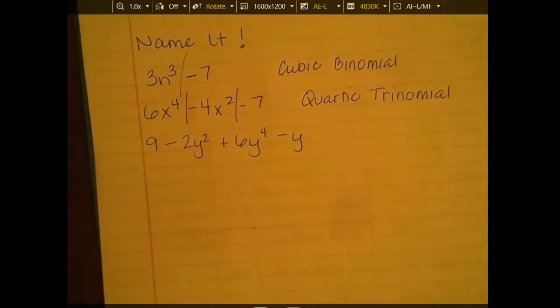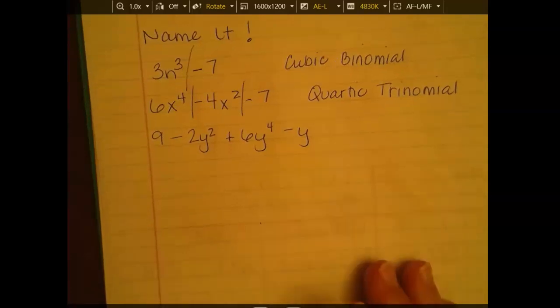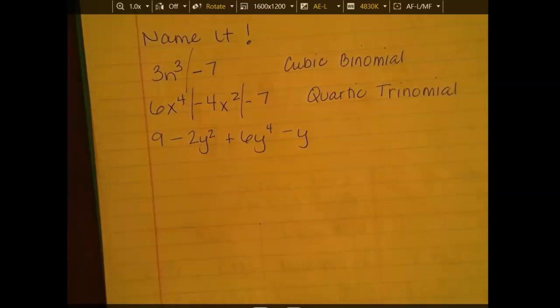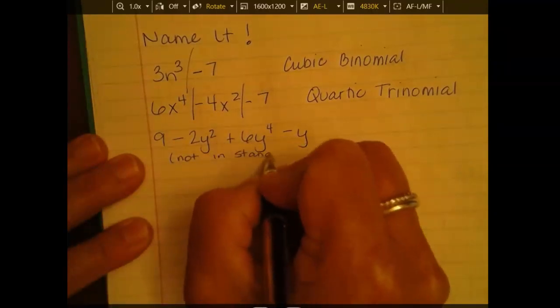9 minus 2y squared plus 6y to the fourth minus y. Now this one presents a little bit of a problem, which I wanted you to see, is that sometimes when you're getting problems like this, they're not exactly written right. When you write out polynomials, you ought to have your highest exponent first, then the exponents kind of count down until the very last term would be your number, right? And in math, we call that standard form, right? So this right here is not in standard form, and this is something that I'm wanting you to know. That's why I put it on here.